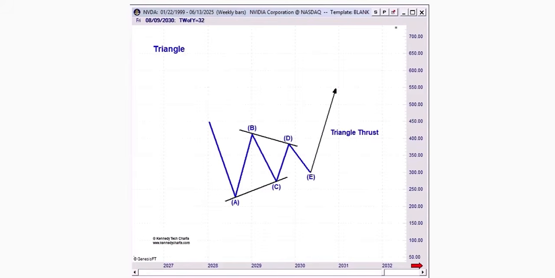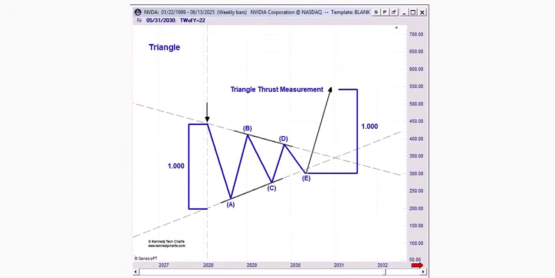And also, the triangle gives way to what we refer to as the triangle thrust. The triangle thrust is the result of the actual triangle. So let's talk a little bit about the triangle thrust, because that's also important to understand. How far will the triangle thrust move? Well, typically we look for a quality of the totality of the actual size of the pattern.